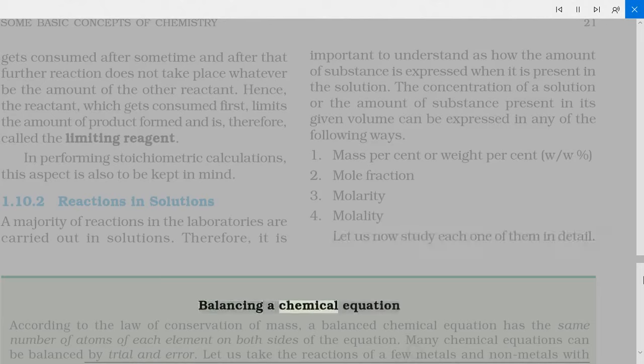Balancing a chemical equation according to the law of conservation of mass. A balanced chemical equation has the same number of atoms of each element on both sides of the equation.